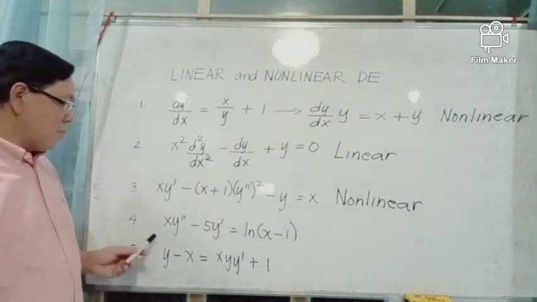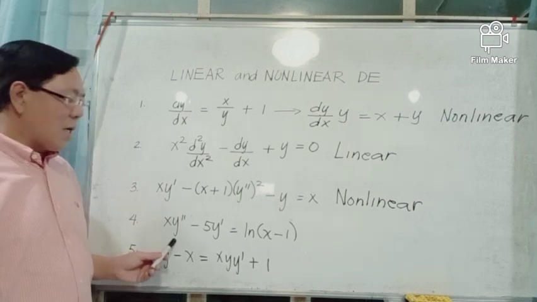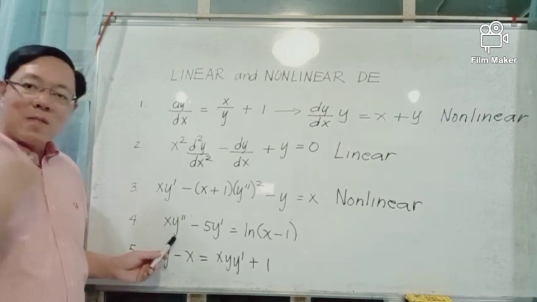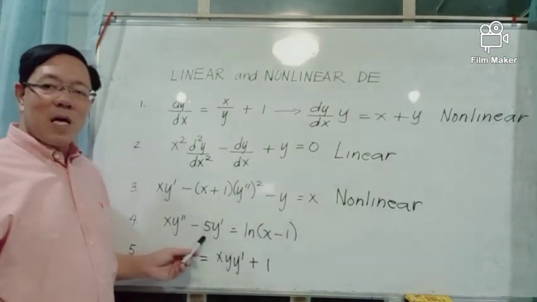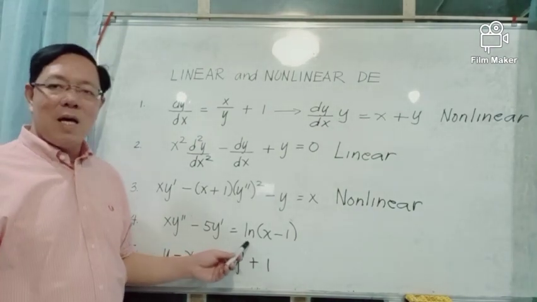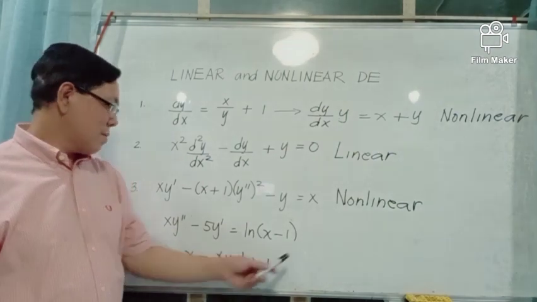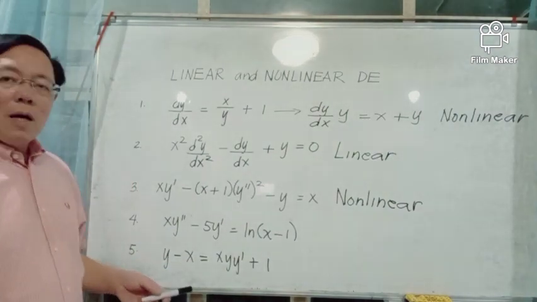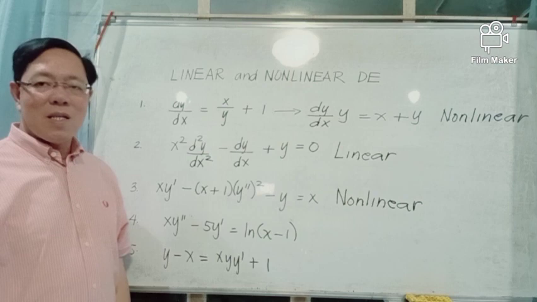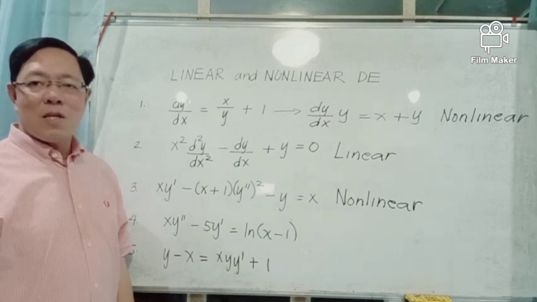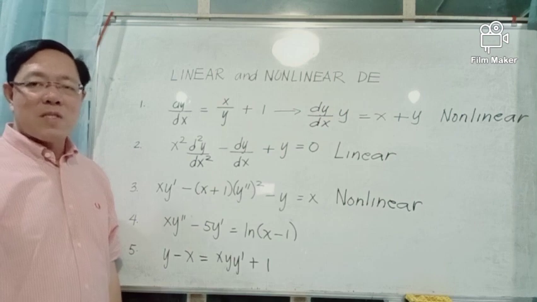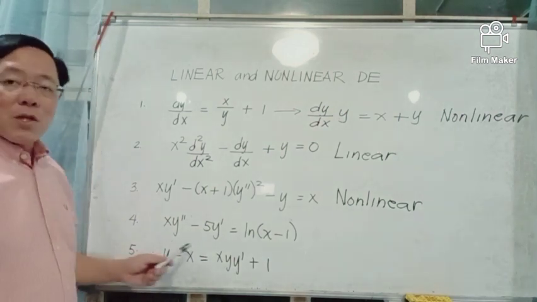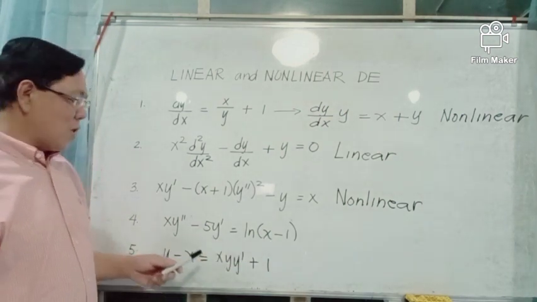Consider number 4. We have x y double prime, where y double prime is the second derivative of y with respect to x, minus 5y prime equals ln of x minus 1. Again, in determining whether a differential equation is linear, consider only y, the dependent variable, and any of its derivatives in the terms of the given differential equation.